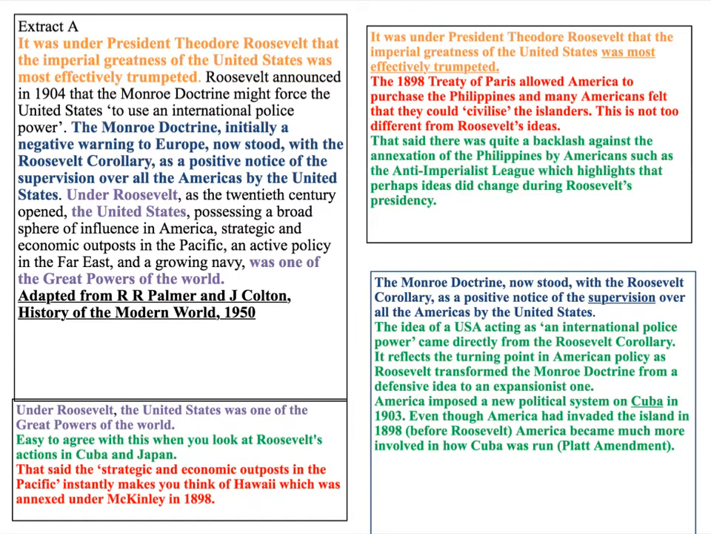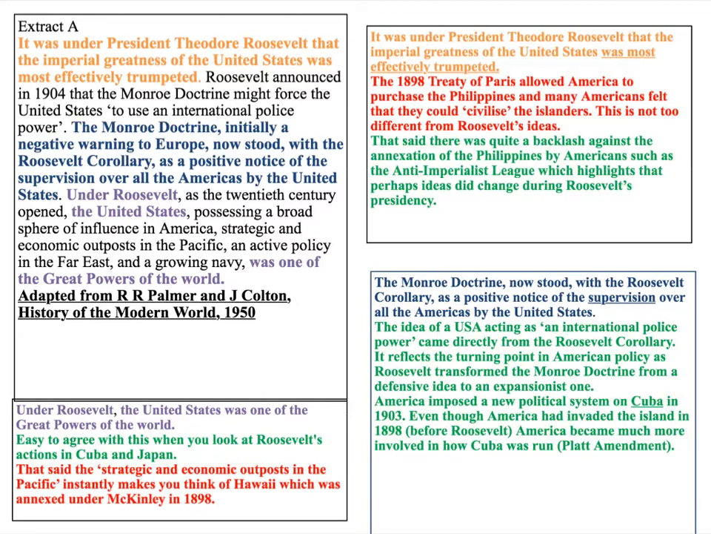It was annexed under McKinley in 1898. So the fact that it says that there, I understand that there were other strategic economic outposts in the Pacific, but I think to mention that, well, actually, I'm not so sure it is that convincing, because perhaps it makes you think of Hawaii, which is obviously taken under McKinley before.